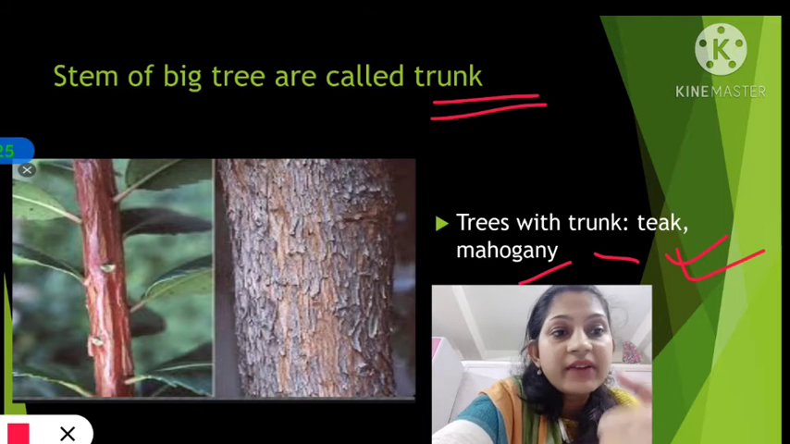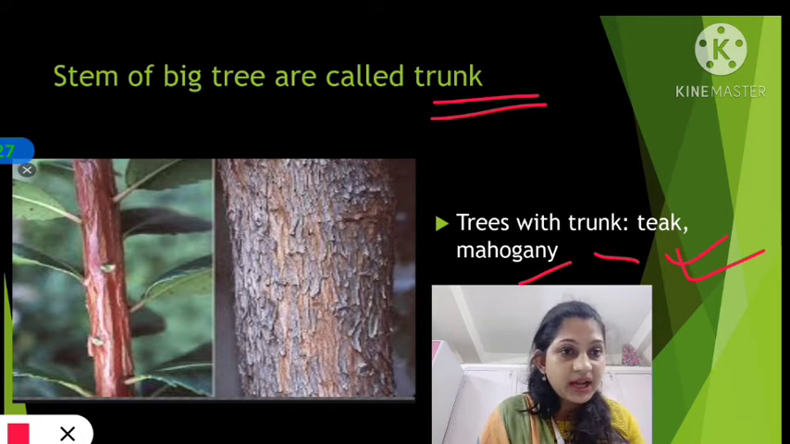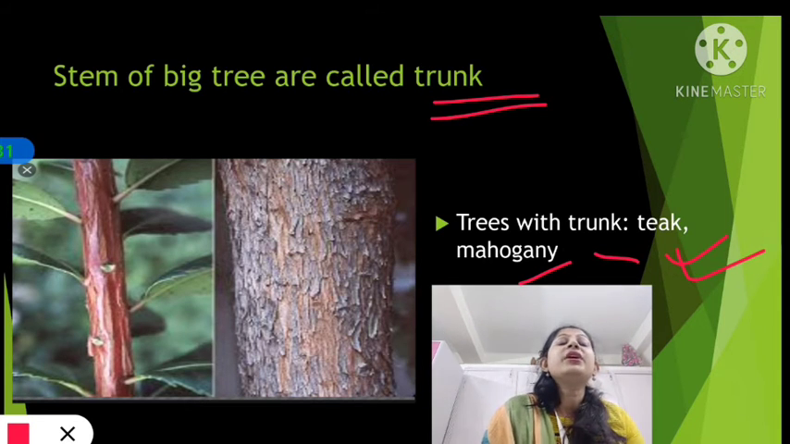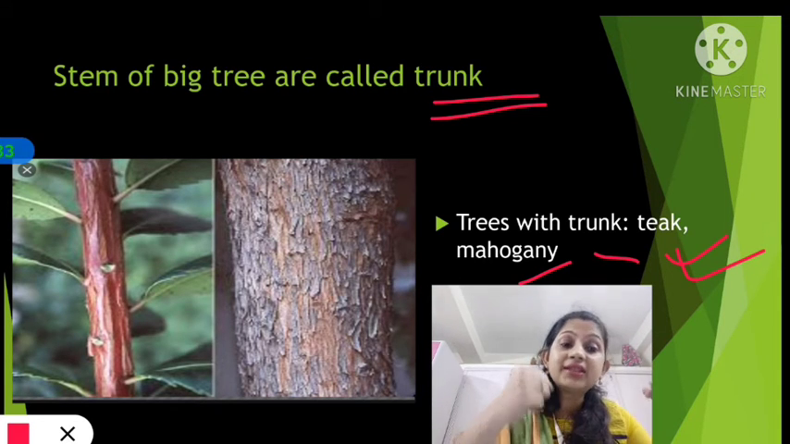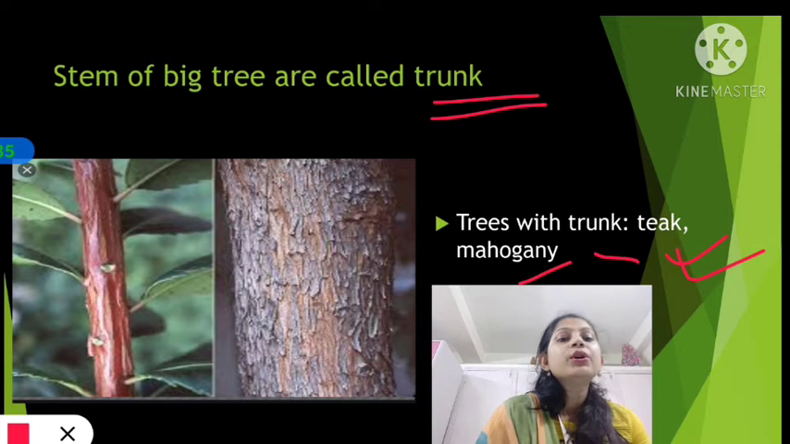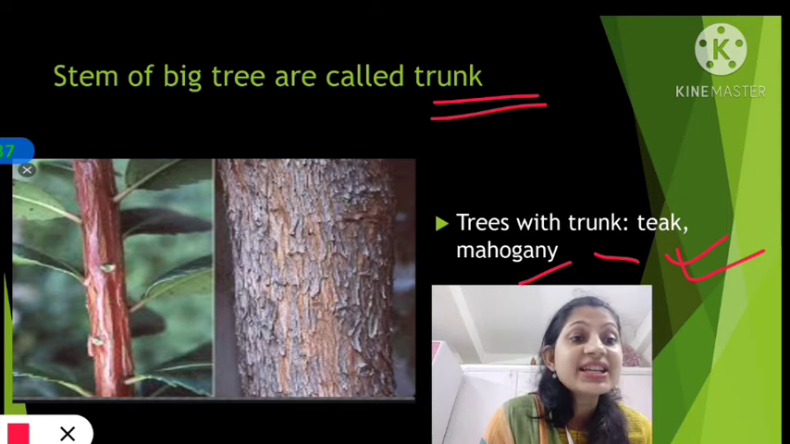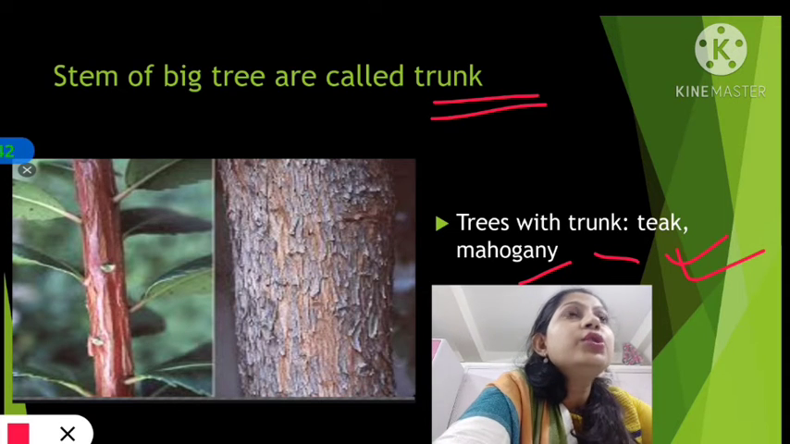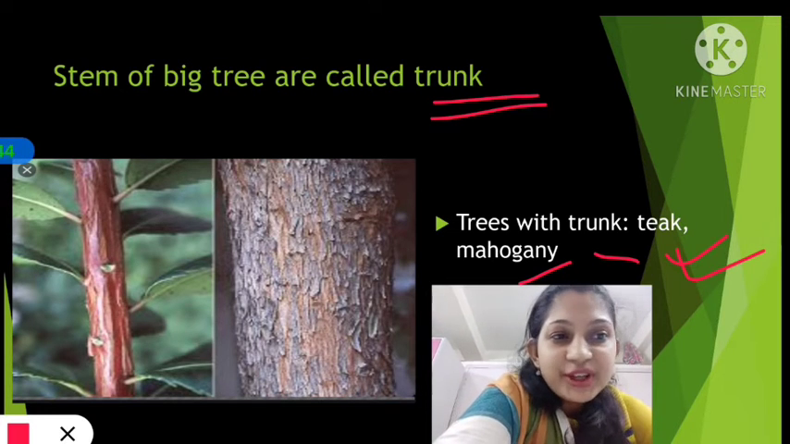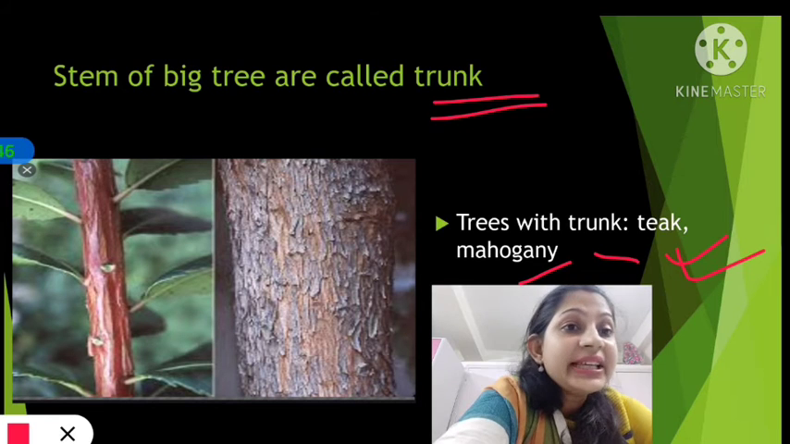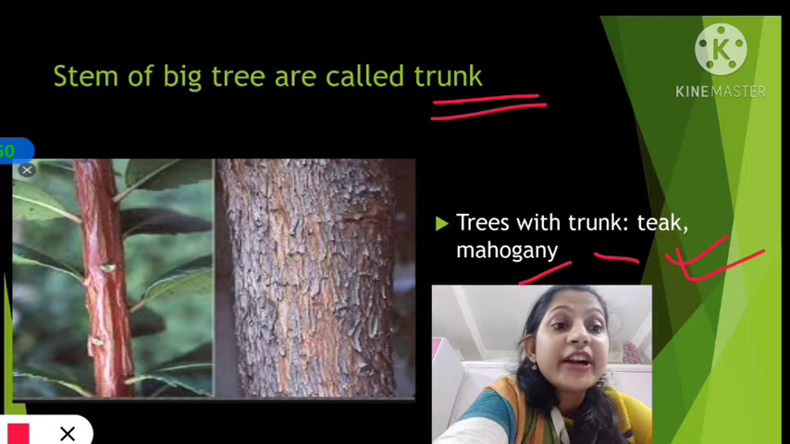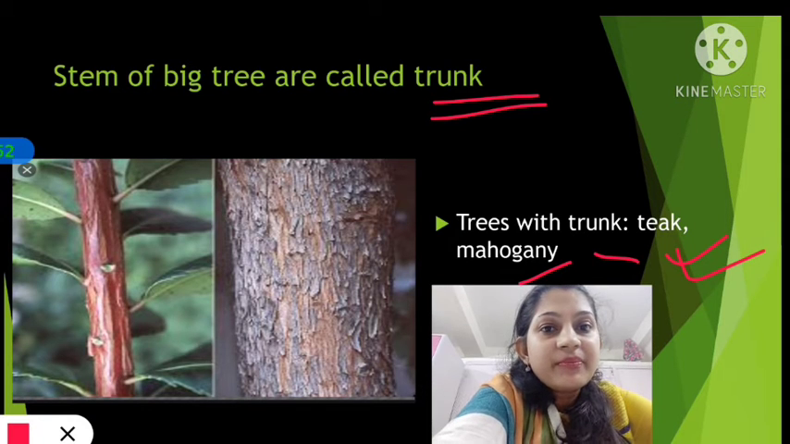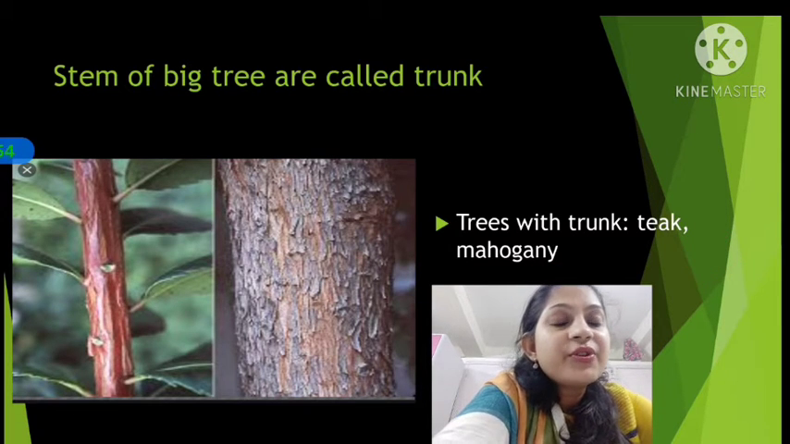Okay, so what have we learned? We have learned that big plants whose stems are very big, very strong, very thick and woody, we call them trunk. A tree's trunk is the middle thick portion. Can you tell me one use right now? Yes, these thick trunks are used for furniture. Man cuts it and uses it for furniture.